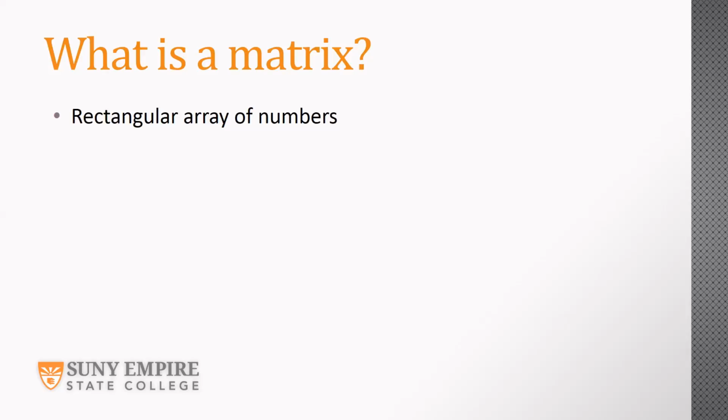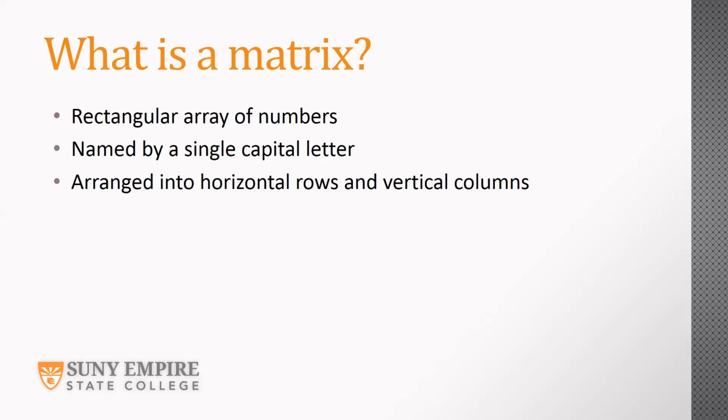A matrix is a rectangular array of numbers. A matrix, which we name using a single capital letter, is basically a box into which we throw appropriate numbers. These numbers are arranged into horizontal rows and vertical columns. When we read off a matrix, we read from left to right across the rows and work from the top down. Why would we want to create these matrices?